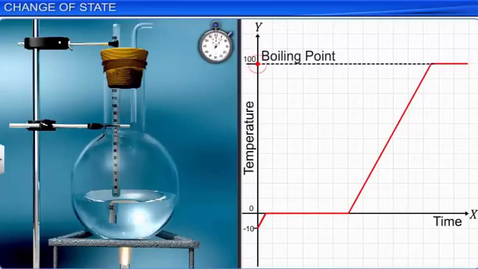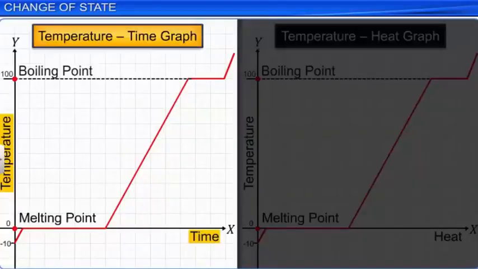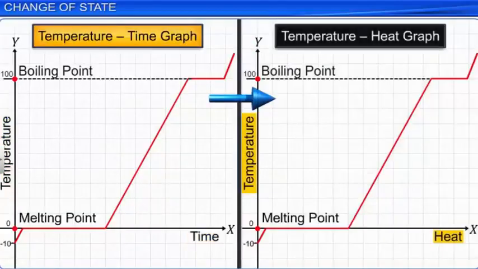The heat required to convert 1 unit mass of a substance completely from the liquid to gaseous state at its boiling point is called latent heat of vaporization and is denoted by LV. If the rate of heat supplied by the source is known, a temperature time graph can be converted into a temperature heat graph, which is usually called a heating curve.